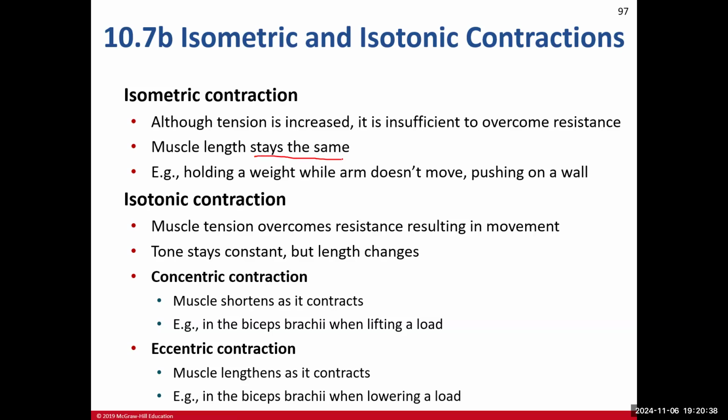Bodybuilders do this all the time when they're on the stage posing. They're holding a pose there, right? They are isometrically contracting their muscles. They're not shortening, okay, but they are causing muscle tension to occur. So here's what we're going to say. The definition of isometric muscle contraction is we're increasing the muscle tension, right? But it's not enough to overcome the resistance.